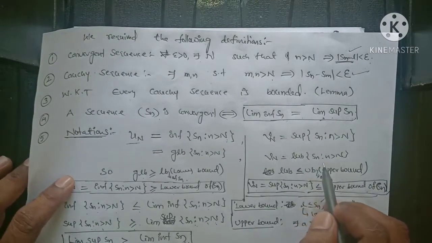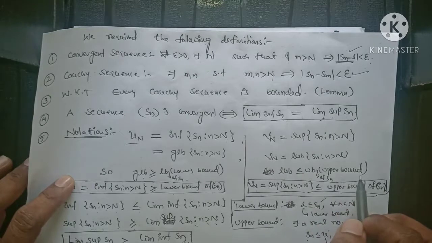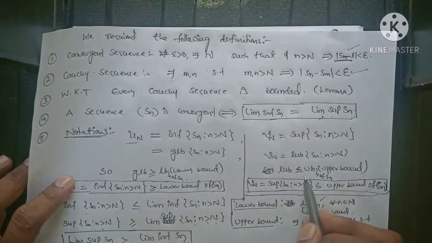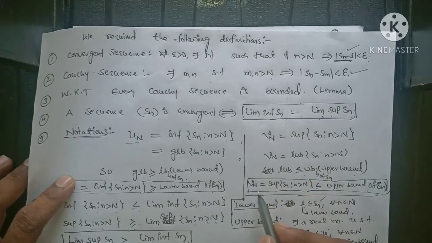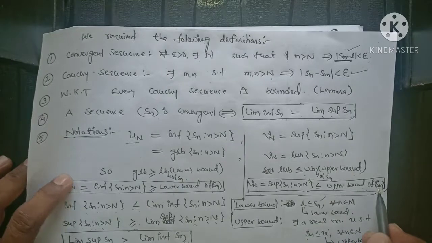So it is the least one, for that LUB is always less than or equal to the upper bounds of the sequence Sn. Because U is an upper bound, bigger numbers than U are also upper bounds. For that, supremum is what? The least upper bound. The least upper bound is always less than or equal to an upper bound of the sequence Sn. So Vn is a supremum, which is always less than or equal to an upper bound of the sequence Sn.